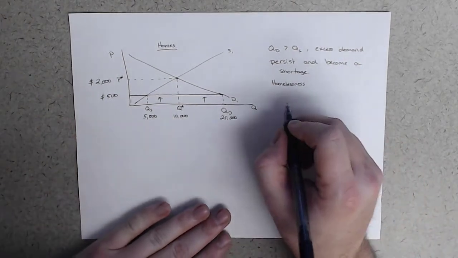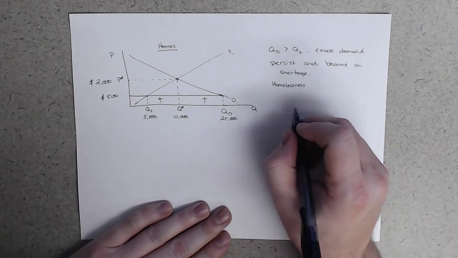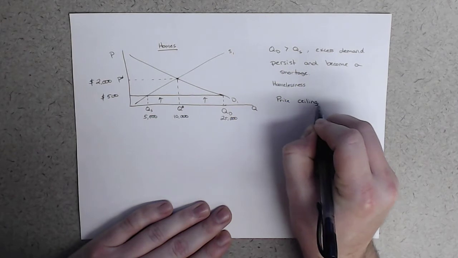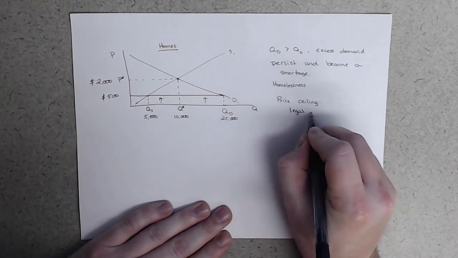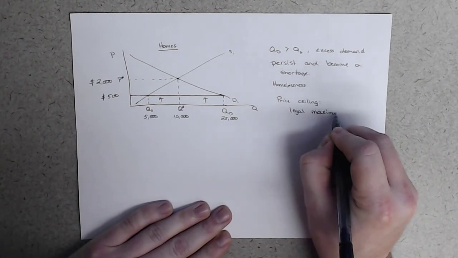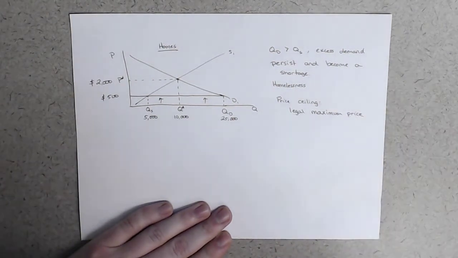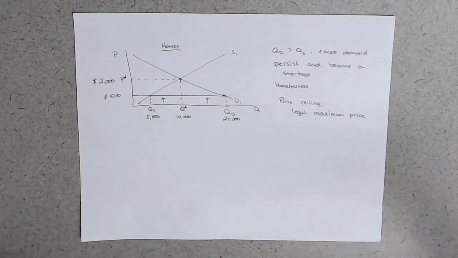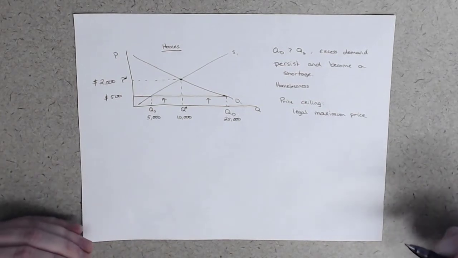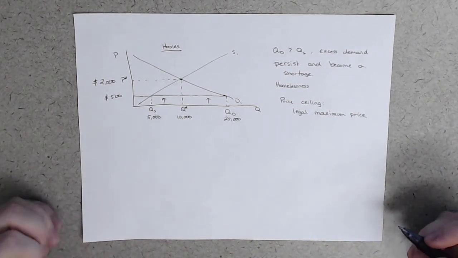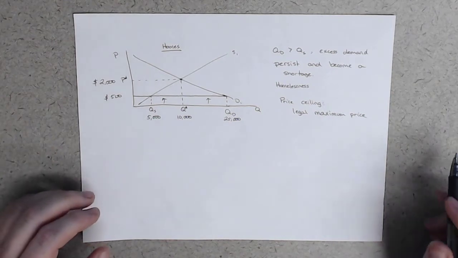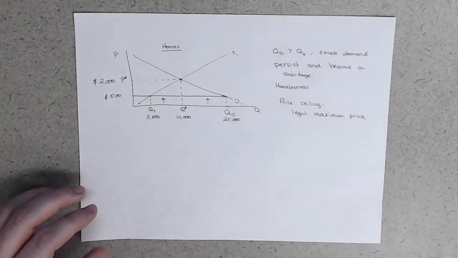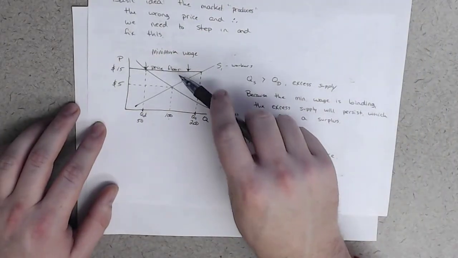And economists have taken to calling a legal maximum price a price ceiling, which is a legal maximum price, in the sense that it is the maximum price that is allowed to be sold or charged. So here we have a price ceiling, which is on the bottom, and before we had a price floor, which was on the top.